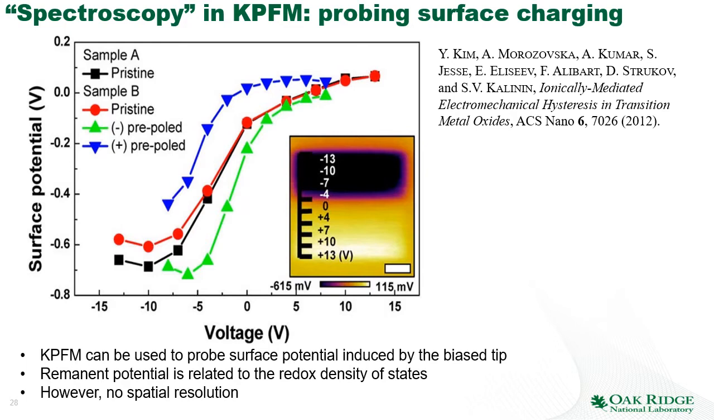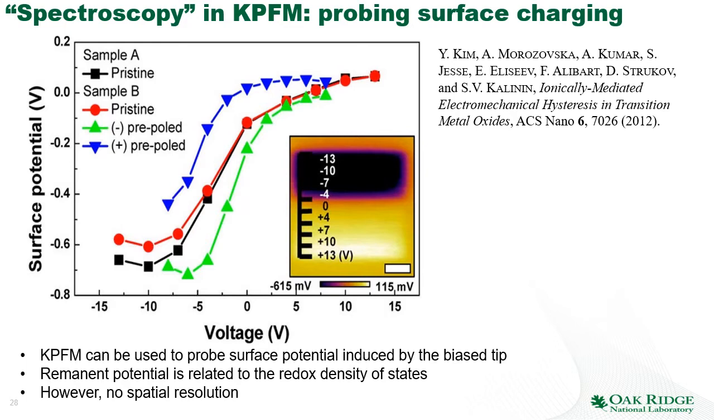And this is an example of these measurements when I have a surface of titanium dioxide. I bias it with the tip with different biases, so minus 13 volts, minus 10 volts, minus 7 volts, all the way to plus 13 volts. And then I measure the induced potential on the surface as a function of the potential of the tip. What is interesting is that if I plot this behavior for, say, two samples, A and B, I can see that they form a universal curve.